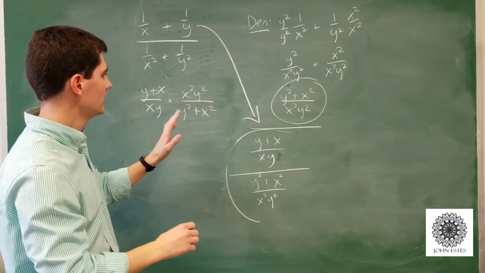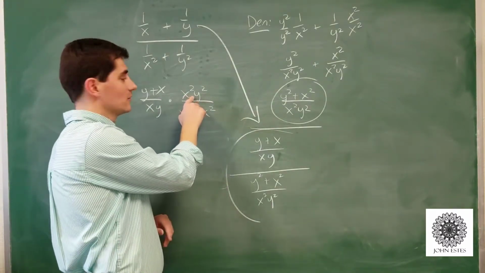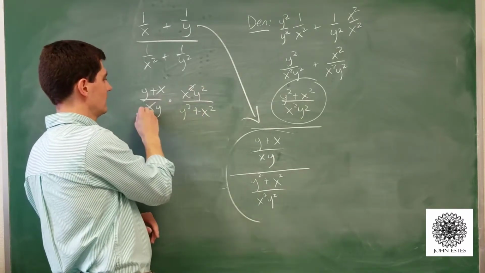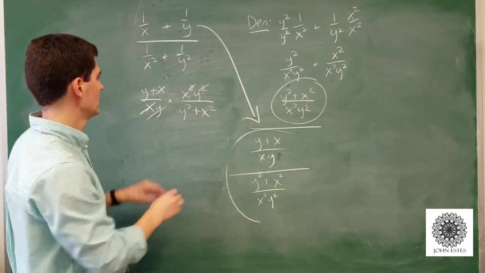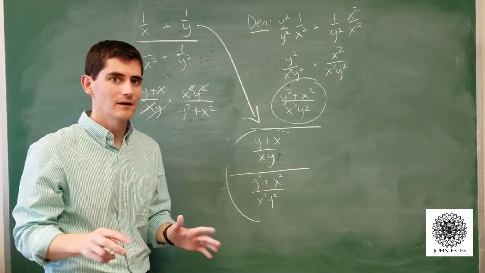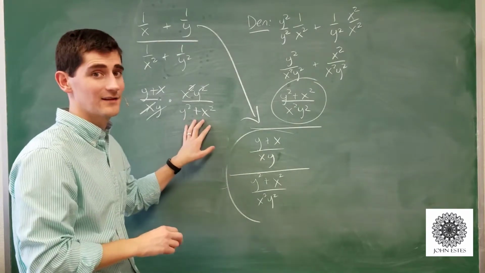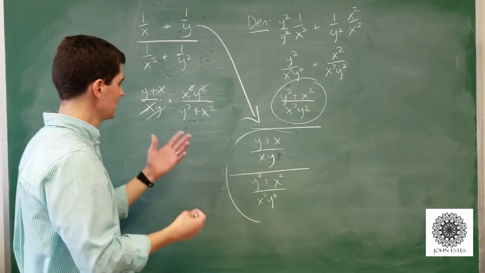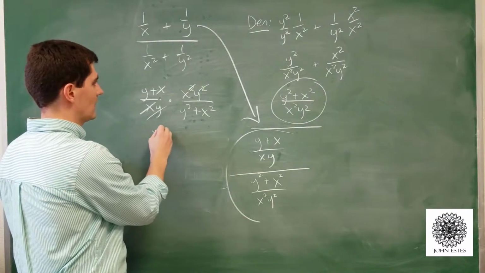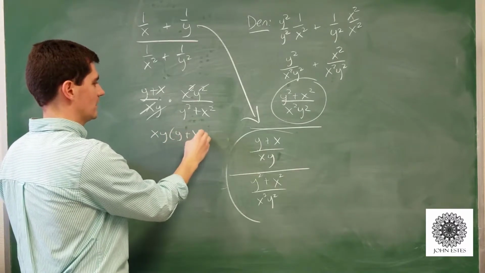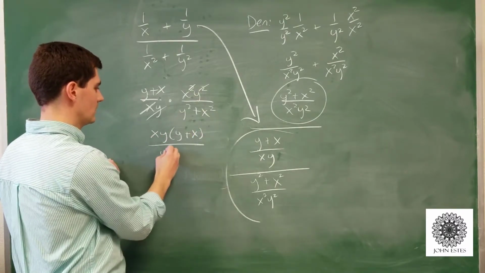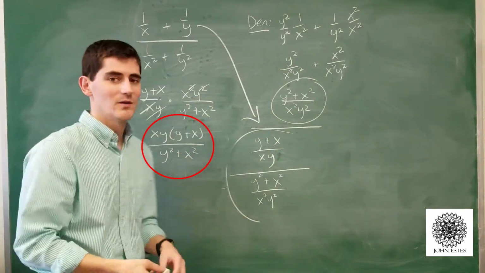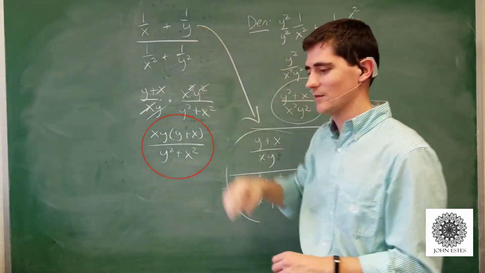Okay, now one thing we have to notice, x squared y squared, I can cancel out with xy. Look, one x is going to cancel, one y is going to cancel. Do these cancel? They do not, because this does not have a factor of y plus x. Remember, you can only cancel if you can factor it out, and we can't. So I'm left with xy times y plus x over y squared plus x squared. And there you have it. It's not pretty, but it looks a lot better than it did where we had fractions over fractions.